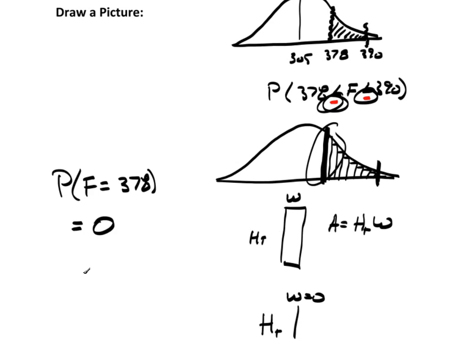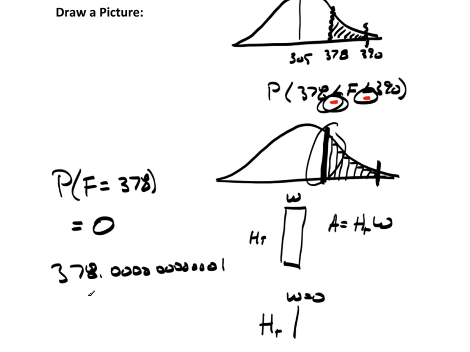Now, you may say, well, of course it is. I can get 378. Well, in reality, you can't. You can get so close. It may be 378.00000000001, but then you're going to lose your ability to measure it. It's really not even physically possible to get exactly 378.